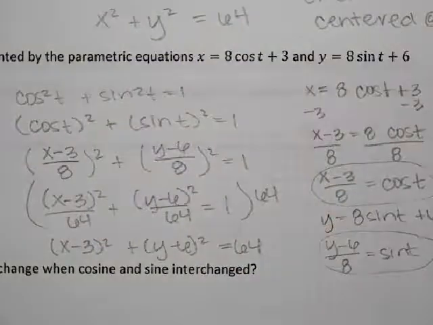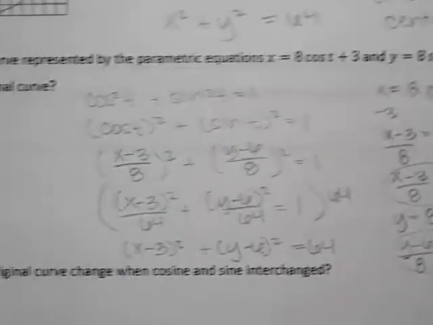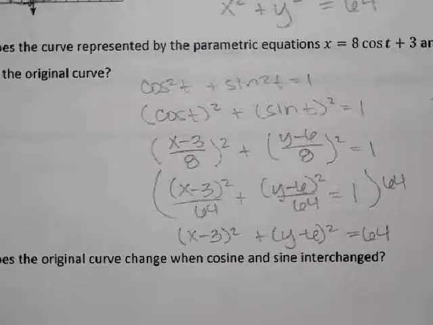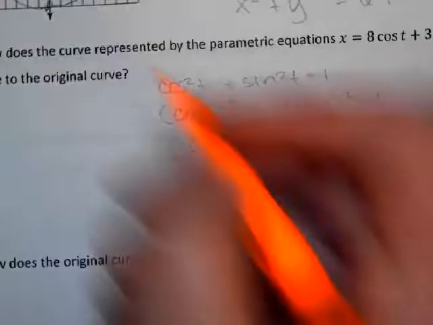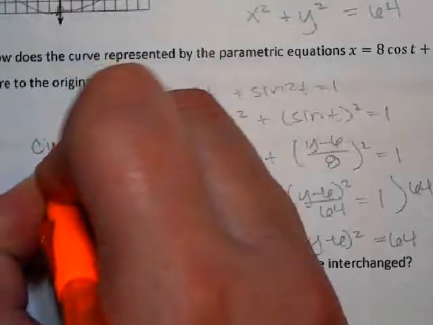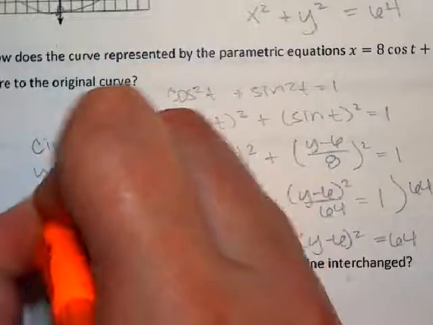So what is this? It's a circle centered at 3, 6. Okay, so we're going to say circle, still with radius 8, but this time centered at 3, 6.